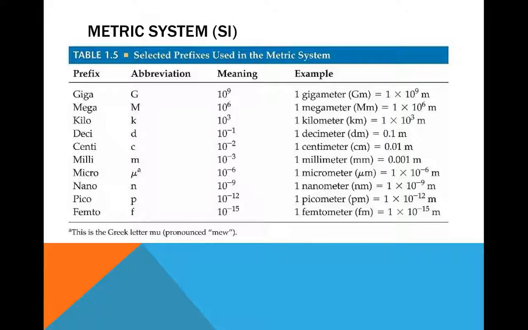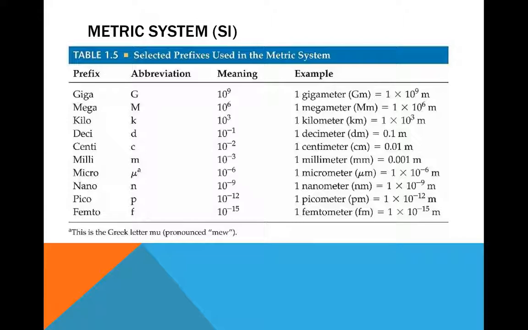So in the left-hand column, 8th graders, you have abbreviation, right? So we can see the abbreviations are just one letter. Some of them are capital and some of them are lowercase. That's actually really important, okay? Because if you look at mega, what's the abbreviation? It's a capital M. And if you look at milli, what's the abbreviation there? It's a lowercase m. So there is a big difference there.